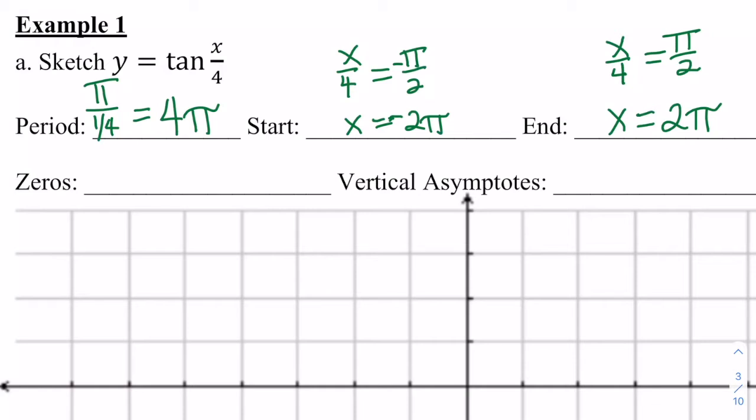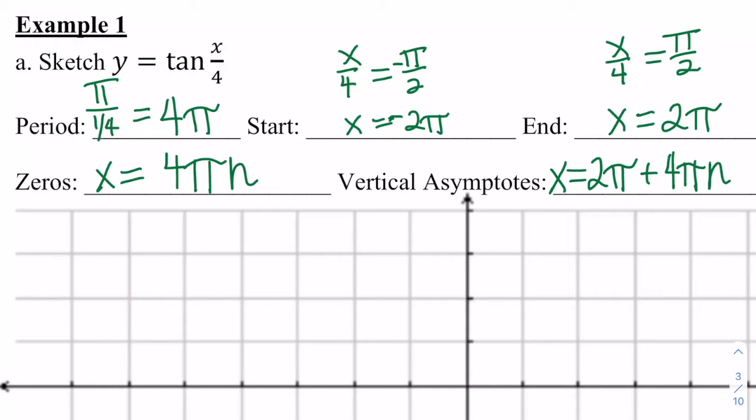Now the zeros are always halfway in between. So we could say the zeros are going to occur at 0 plus 4 pi, because every time we have a new period, it's going to be happening again. So 4 pi n. And then for the vertical asymptotes, we know they're going to occur at 2 pi plus 4 pi n, because each of those asymptotes will have 4 pi of that whole cycle in between.